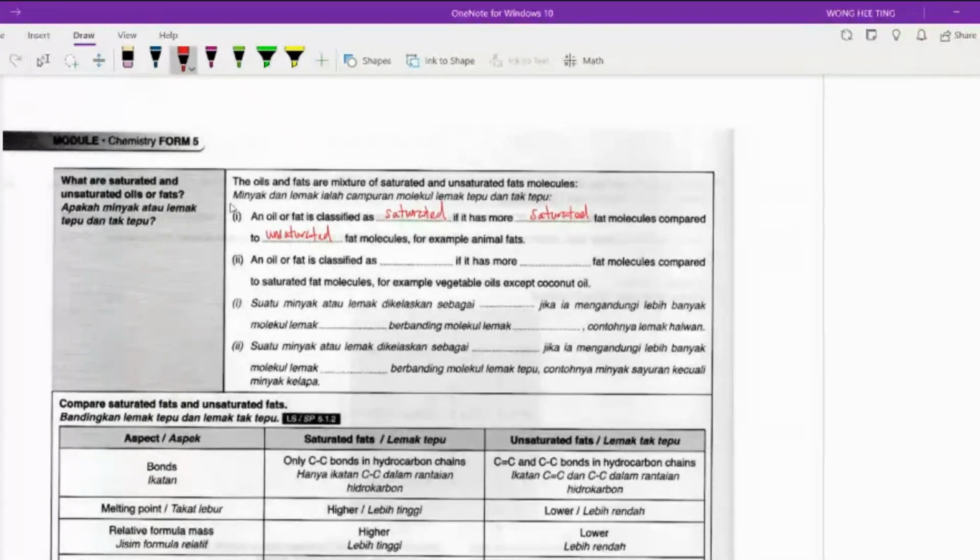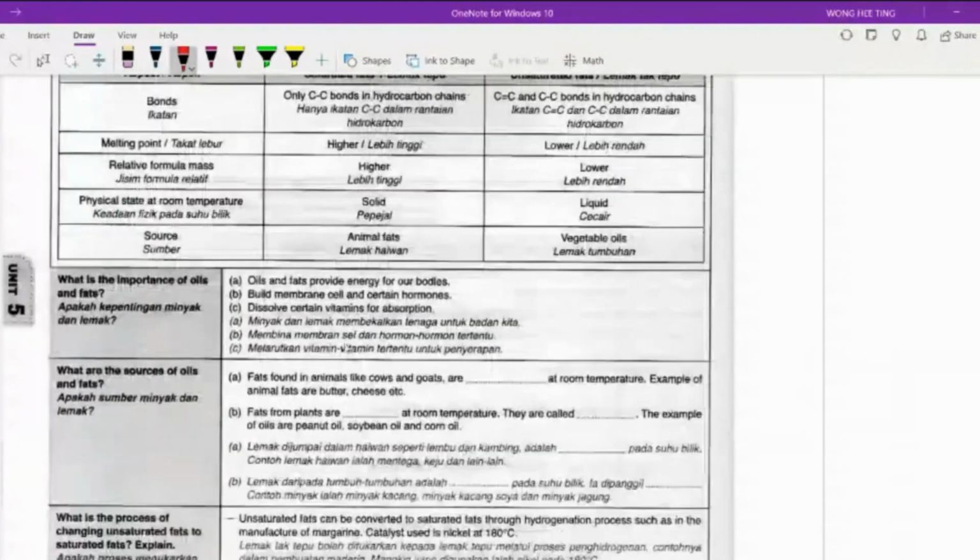But if it has more unsaturated molecules compared to saturated fat molecules, it is called unsaturated. For example, vegetable oils except the coconut oil.